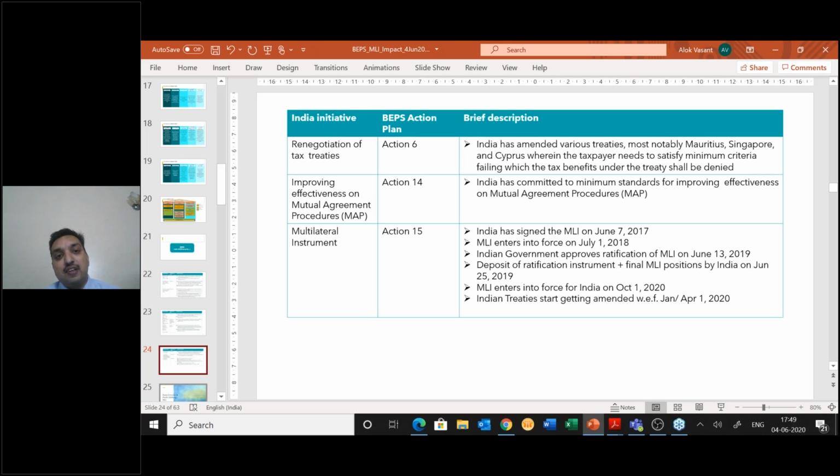And since these concepts have all been introduced in the last 2-3 years, and the treaties get amended with effect from 1st April 2020, there is bound to be litigation. There is bound to be confusion. But I believe that for any change that comes in, there will be confusion to start with before things start to settle down. This is a very dynamic world, a very changing world, and this is something we'll all have to cope with.